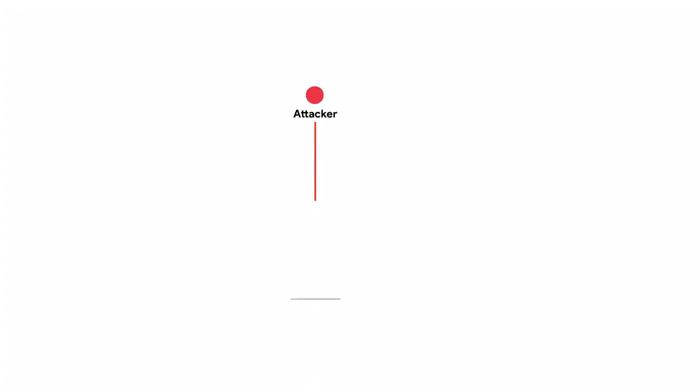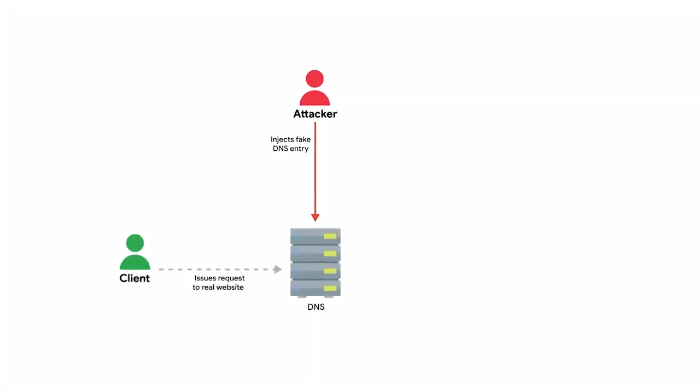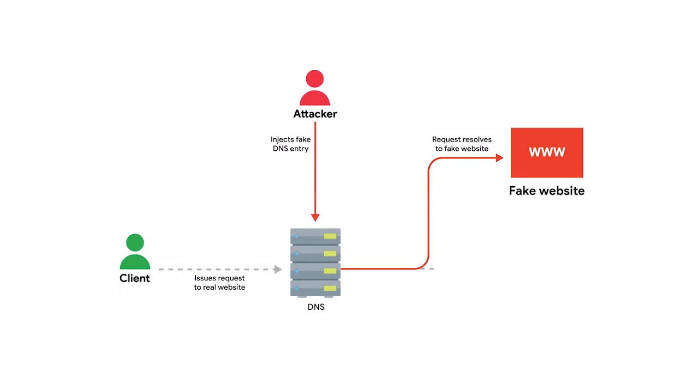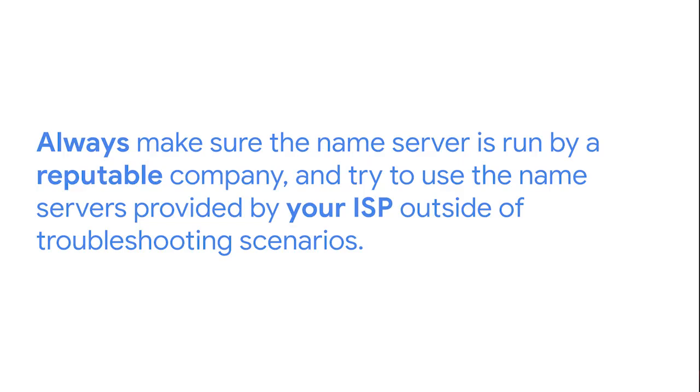Always do your research before configuring any of your devices to use that type of name server. Hijacking outbound DNS requests with faulty responses is an easy way to redirect your users to malicious sites. Always make sure the name server is run by a reputable company and try to use the name servers provided by your ISP outside of troubleshooting scenarios. Most public DNS servers also respond to ICMP echo requests, so they're a great choice for testing general internet connectivity using ping.